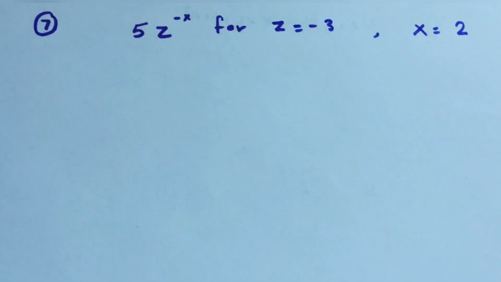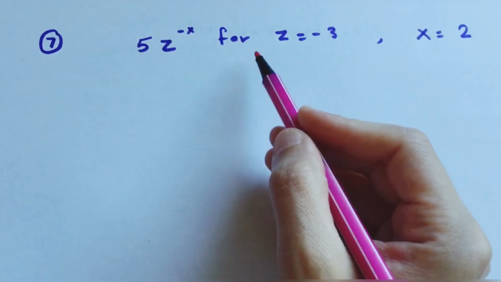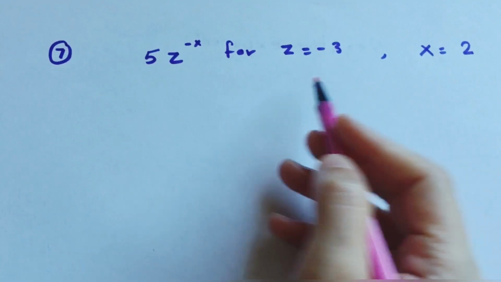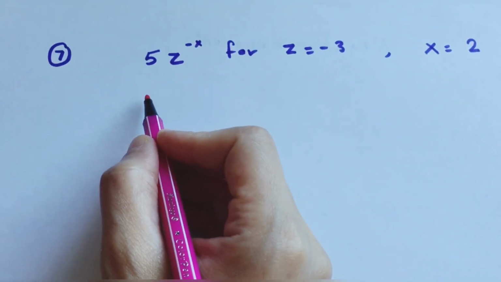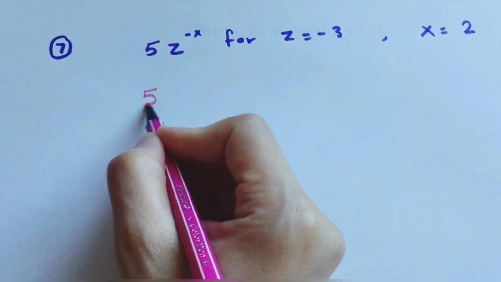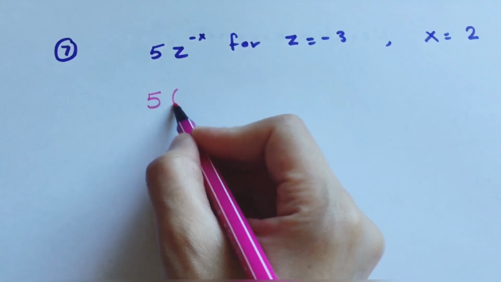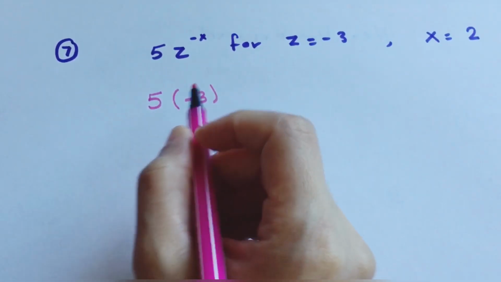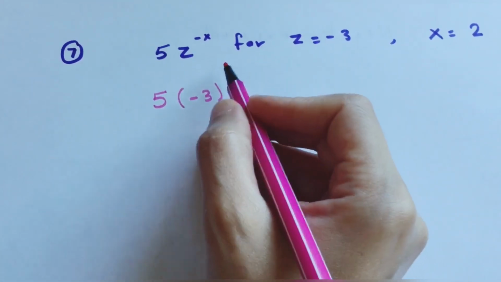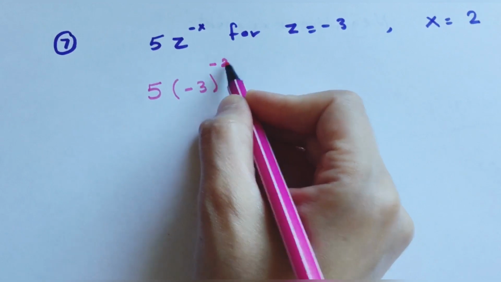Okay. Question 7. 5z to the power of negative x for z equal negative 3 and x equal to 2. Now we have here two variables. I'm going to substitute instead of z and instead of x. So 5, z is negative 3, but we have negative, so I'm going to put a bracket, because if I didn't put the bracket, it will be like 5 minus 3. Okay, to the power of negative x, x is 2, so it will be negative 2.